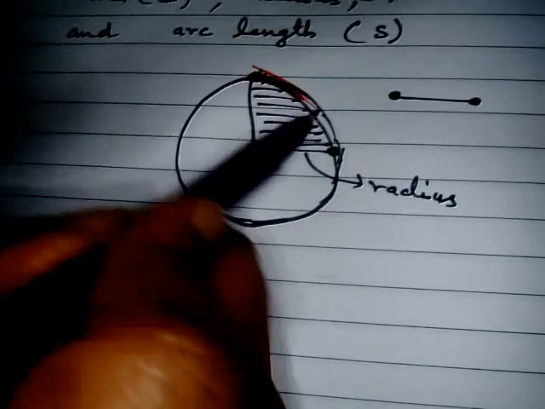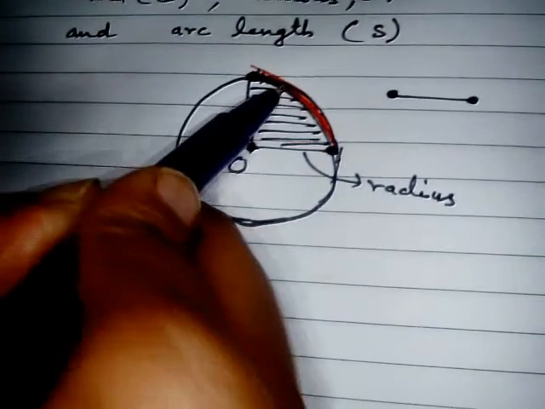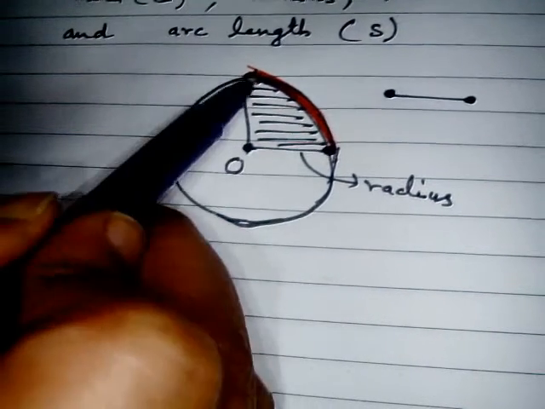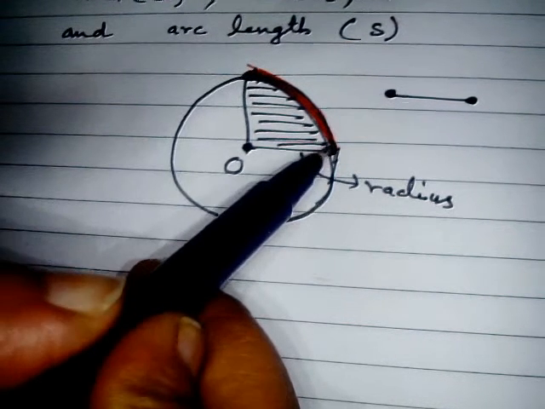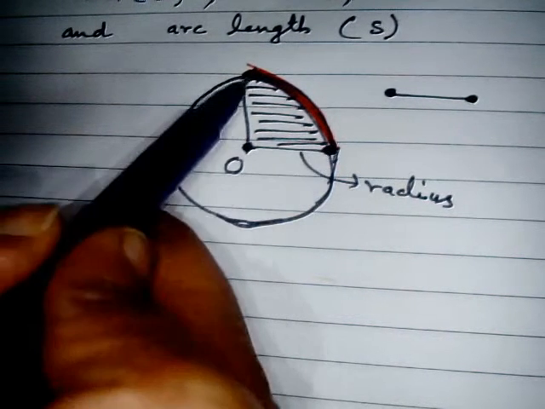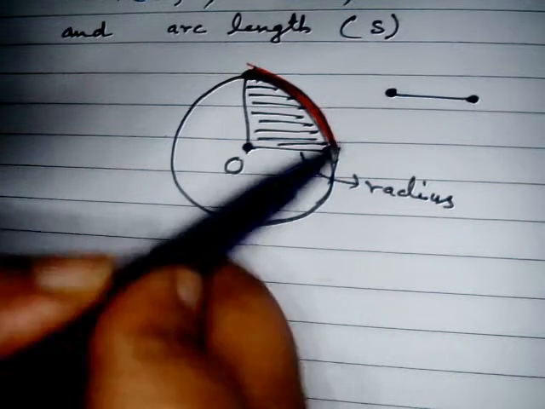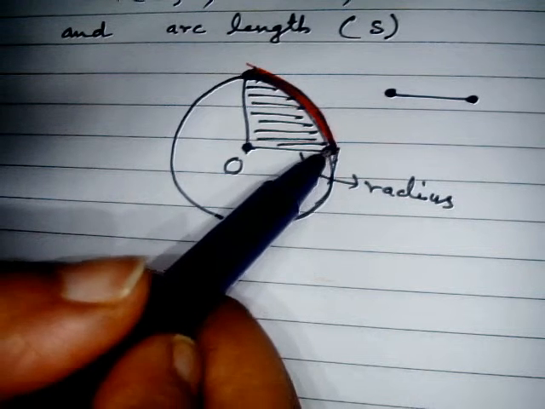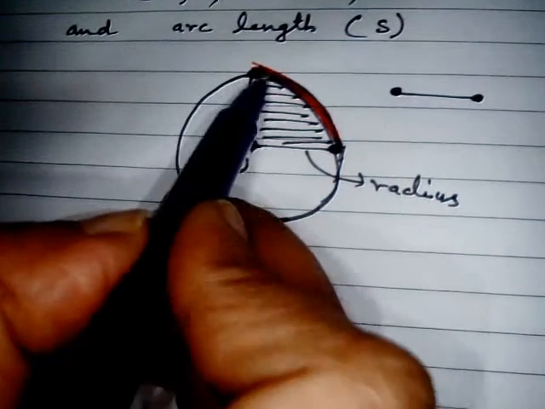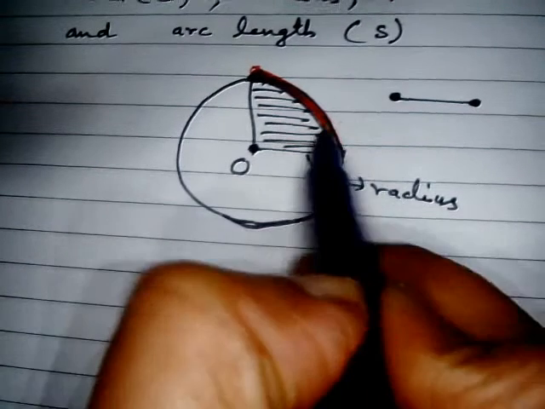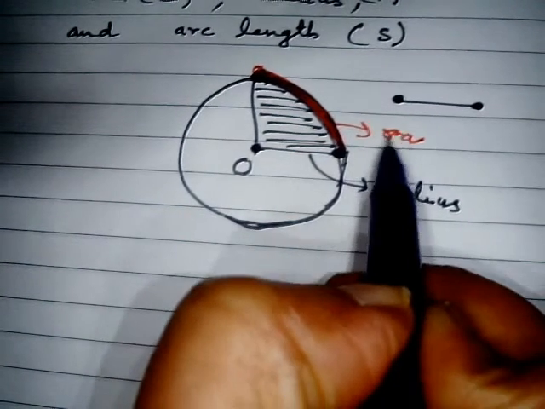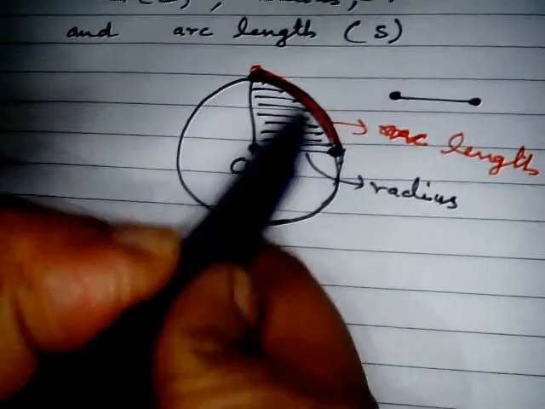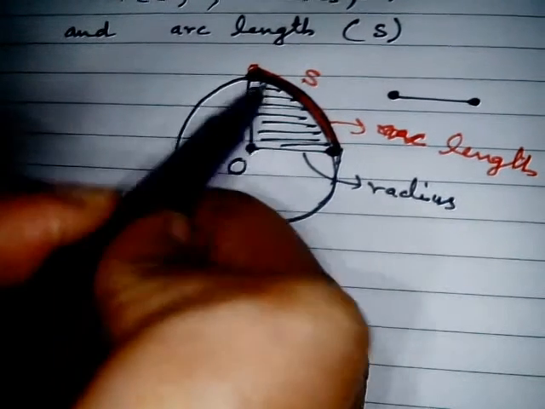What is arc length? This is the part, the distance, which is traveled on the boundary of the circle. If you complete one round, that is one full arc, and if you take a part of that arc, that is called arc length. So over here is the arc length, and I am going to represent this length by the letter S.